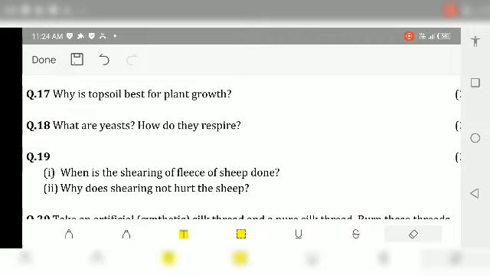Next question is: how do yeast respire? Yeast are single-celled fungi. They respire anaerobically. They convert glucose into alcohol in the absence of oxygen.